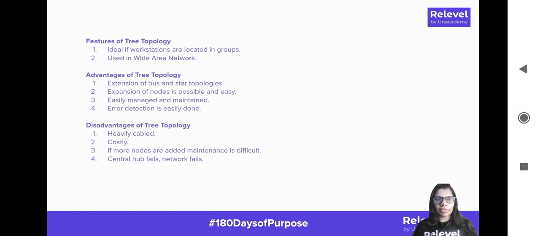Now let's see what the disadvantages are. The disadvantage is that if your central hub or root fails, the entire system would fail. And second, the cost is high as a lot of cables are used, and if more and more nodes are added into the hierarchy, then it becomes very difficult to maintain. So this is pretty much about the disadvantages of tree topology.